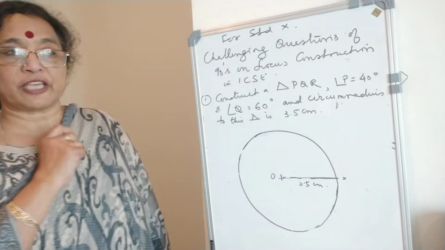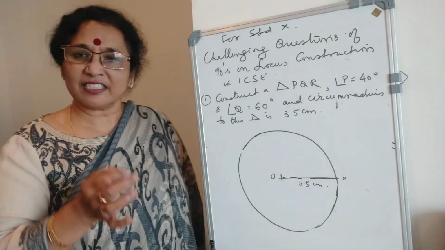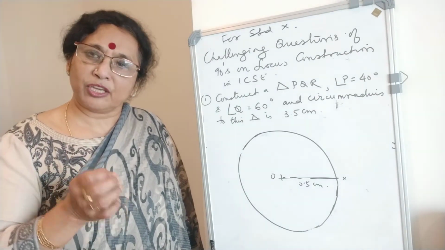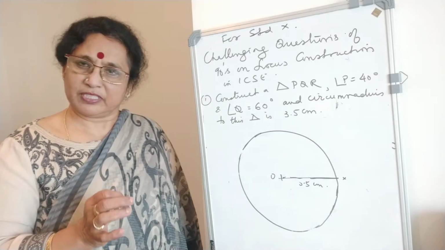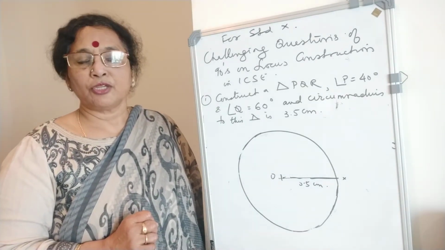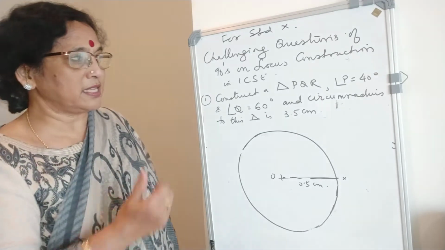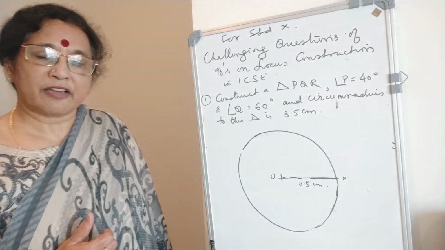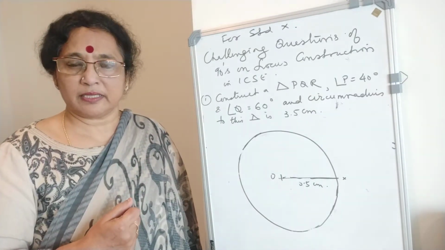So the first question which came in the 90's on locus construction is: construct a triangle PQR, angle P is 40 degrees, angle Q is 60 degrees, and the circumradius of the circle to this triangle is 3.5 centimeters. So you cannot draw a triangle when two angles are given. That means you know the third angle. The angles are 40, 60, so the third angle is 80. AAA is not sufficient to make a construction of a triangle.